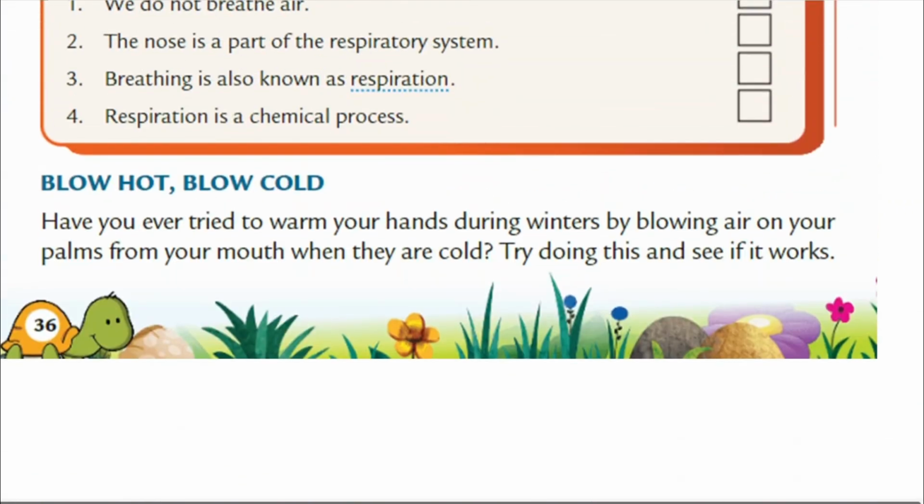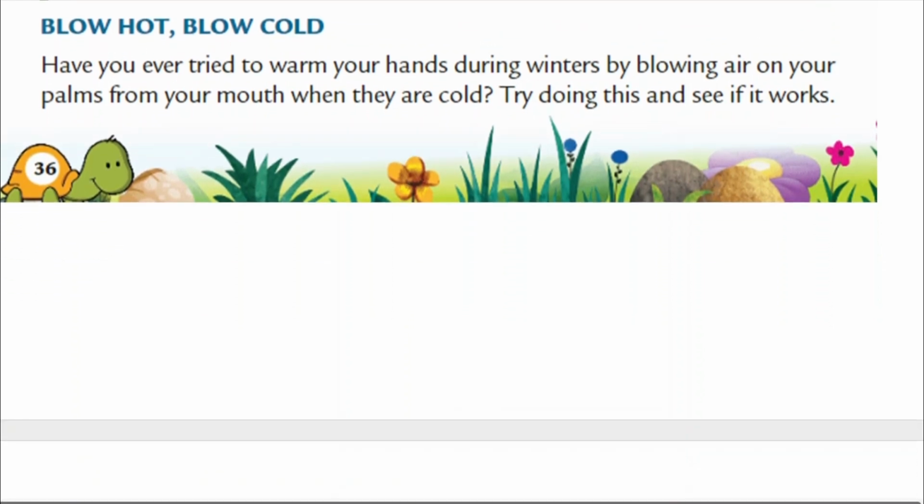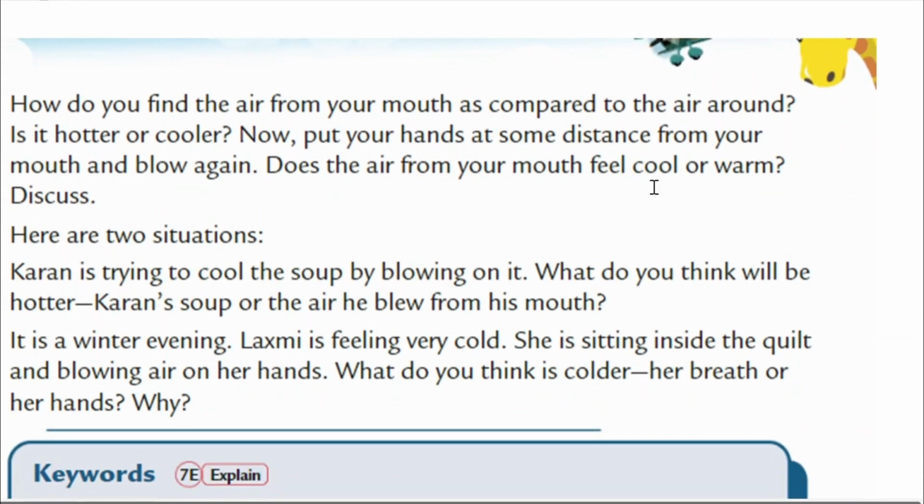So here is a fun fact for all of us. Blow hot, blow cold. Whenever it's winter, we start warming our hands by rubbing them, and also when we rub them, we try to blow air onto the palms. Why? Because the air inside our mouth is somewhat hotter or even warmer, isn't it? It will help us warm up our hands. Now if it's cool outside, the air in the mouth is somewhat hotter, isn't it?